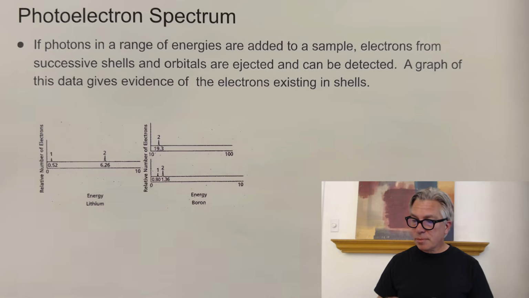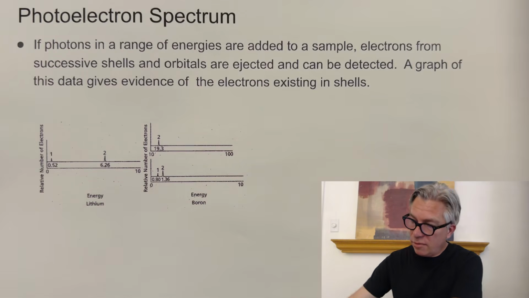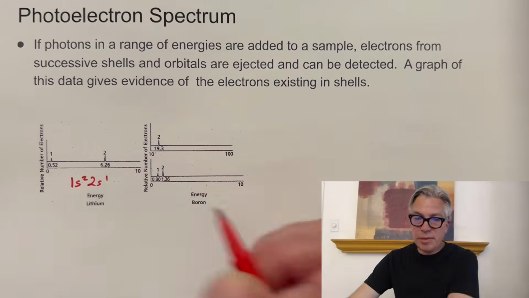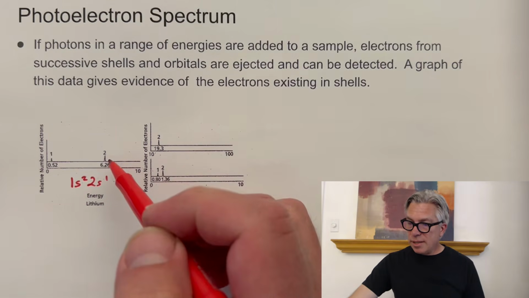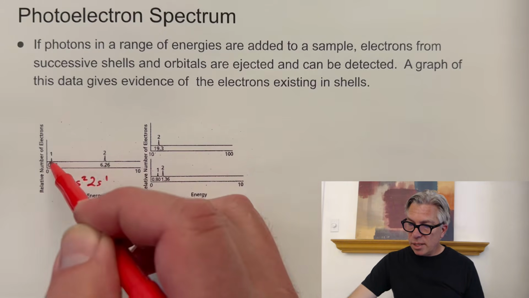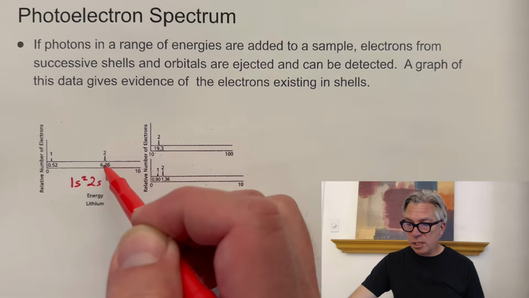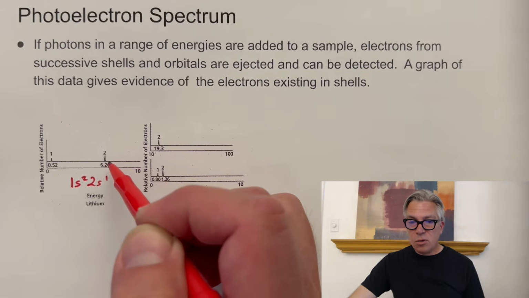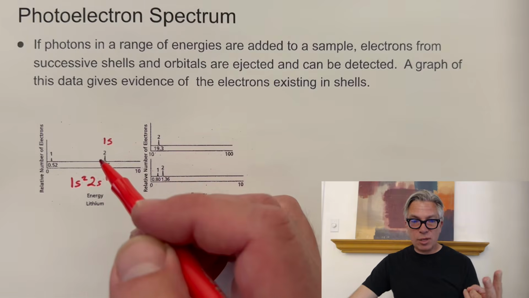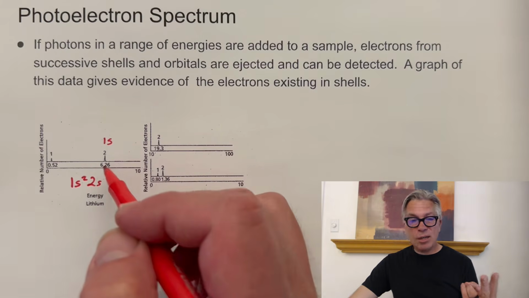Now, lithium has an electron configuration that's very simple: 1s2, 2s1, only 3 electrons. And if you look at a graph like this, there's a peak that's twice as tall as the other one, and it's at a higher energy, 6.26 megajoules. So that represents the 1s orbital with 2 electrons in it that were ejected at that energy.